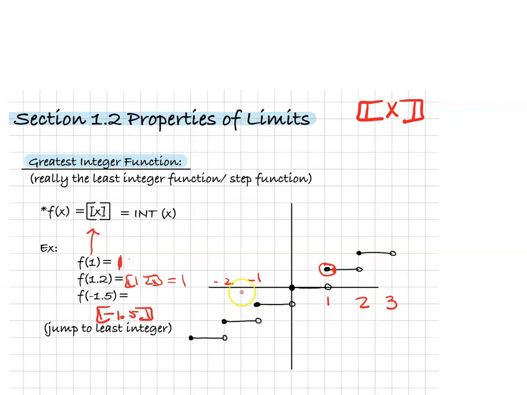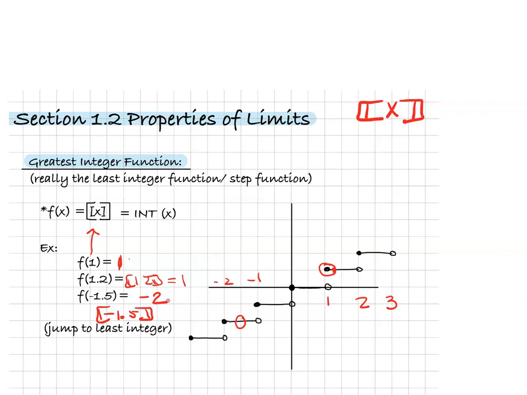So let's take a look at that. Here would be negative 1.5. And at negative 1.5, it is at a value of negative 2. Because it is the greatest integer less than or equal to, really the least integer function. Or my favorite way to say it is round down if it's not an integer. Now, that's pretty basic. That's kind of an algebra thing.